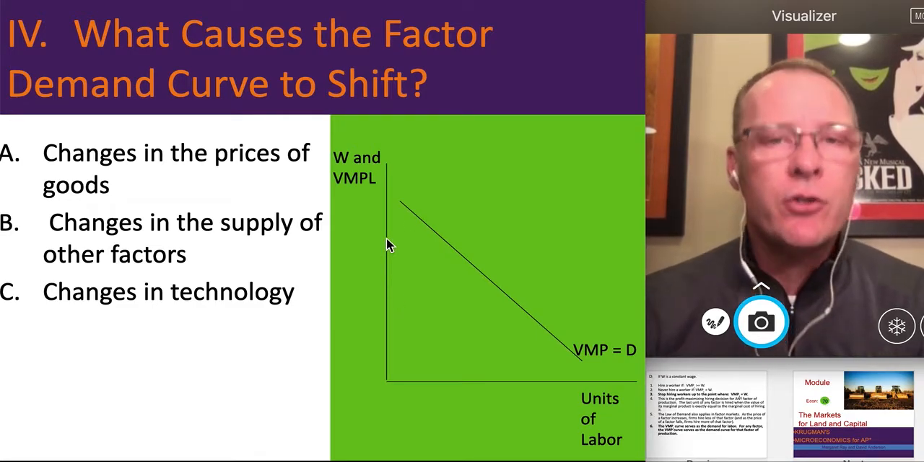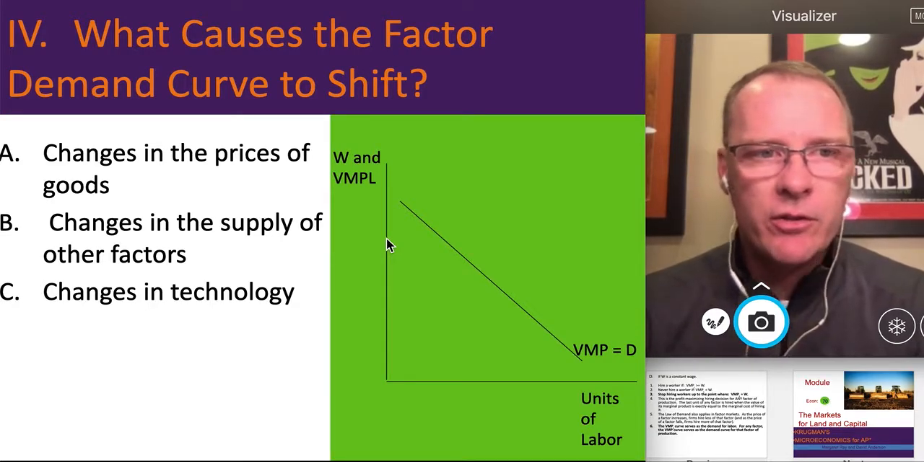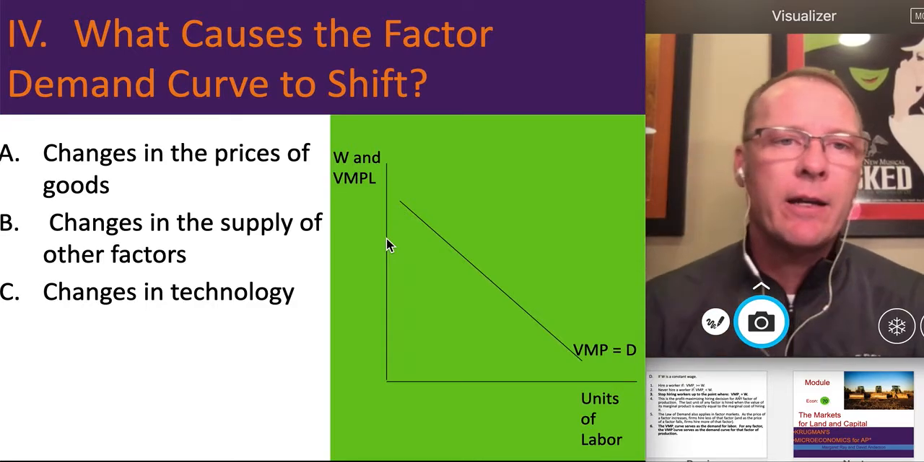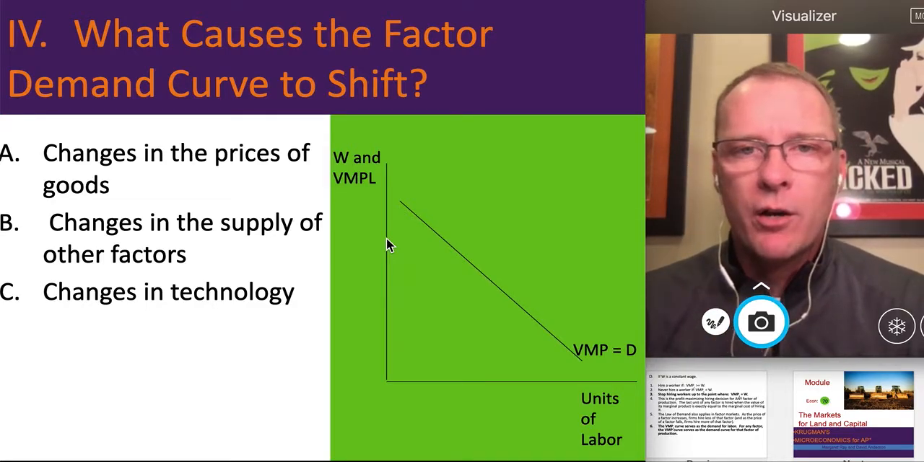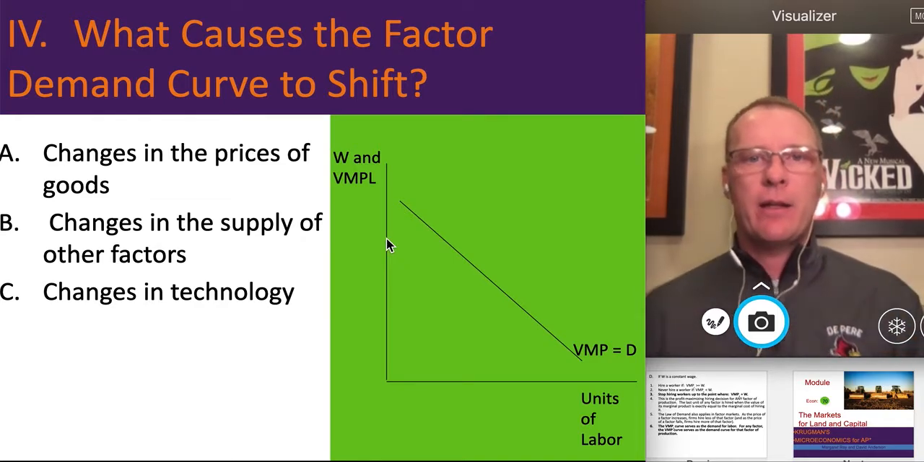Are there things that could shift the entire curve? Yes. Changes in the price of the good, changes in supply of other factors, changes in technology. That could shift the entire line. But if we're just talking about moving along the line, it's the wage that's going to cause that to happen.